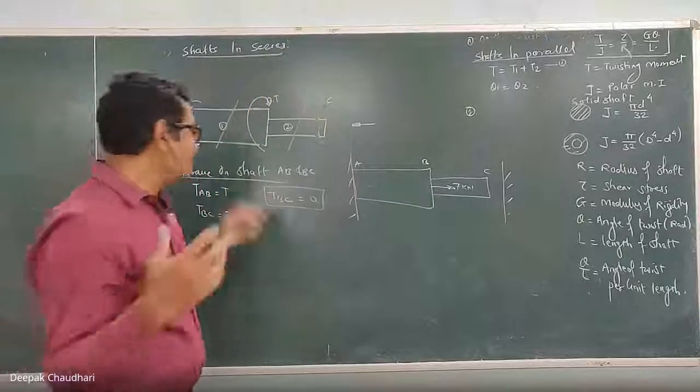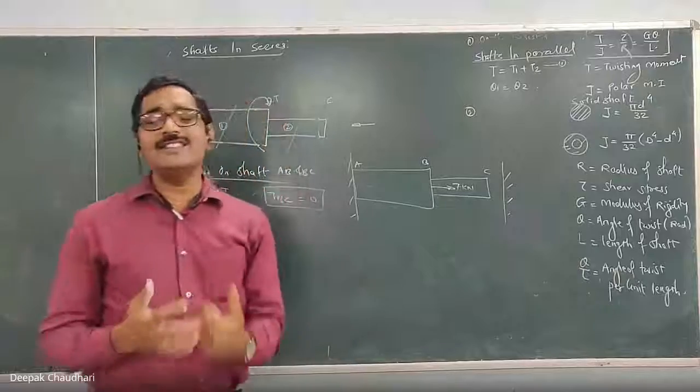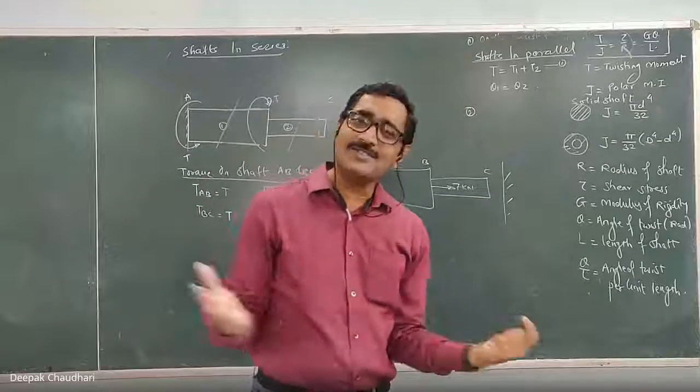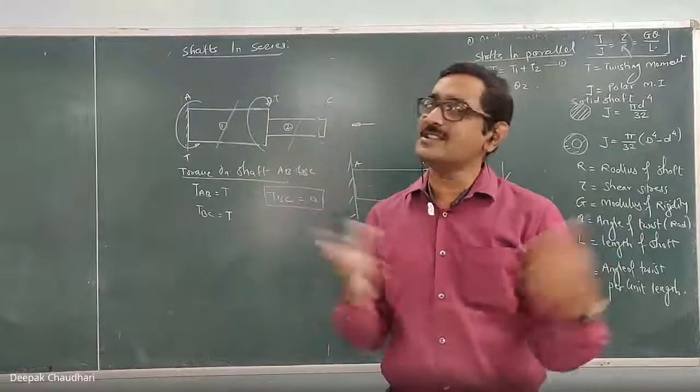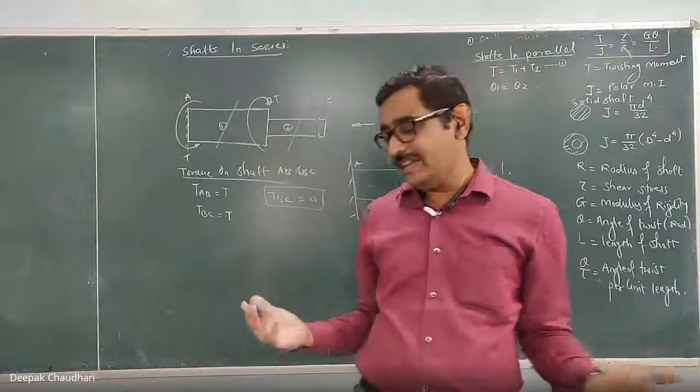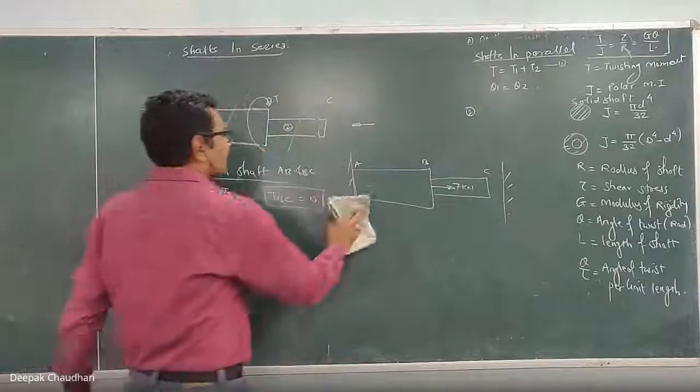So when the shafts are connected in series, to find out the torque in each part, you just have to take the imaginary section through that part and take the algebraic summation of the torque on any one side. Okay.